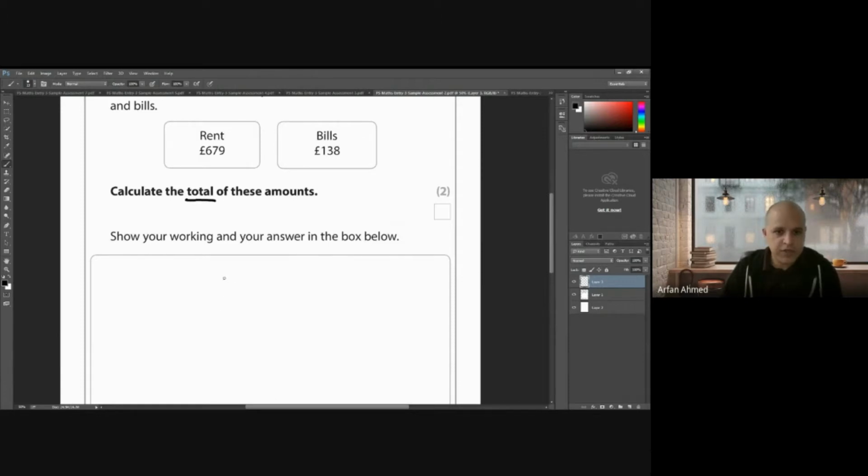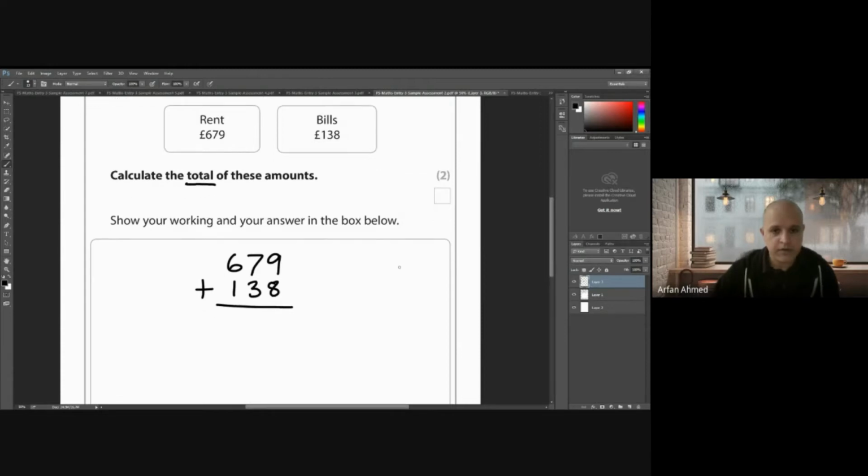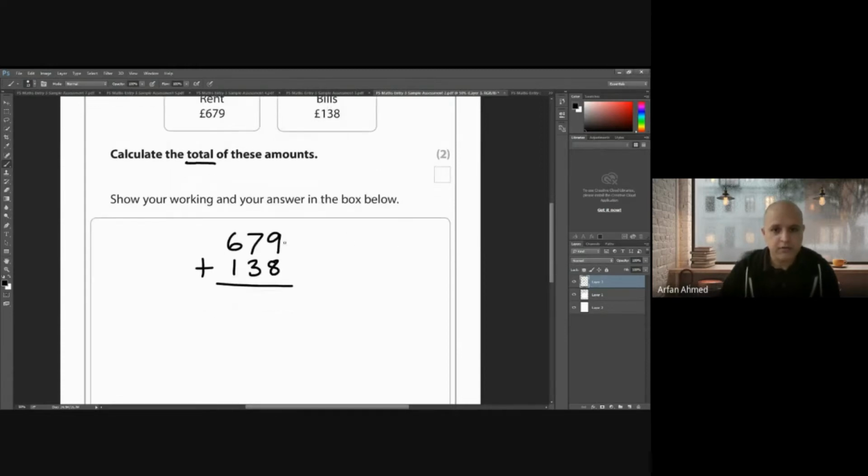And usually what we do, what I would do anyway, would be 679, and let's put 138 underneath. Yeah, and we add these 2 values together. It makes no difference which order you do it, and you could have put 138 at the top for adding. Makes no difference. So let's add these together.